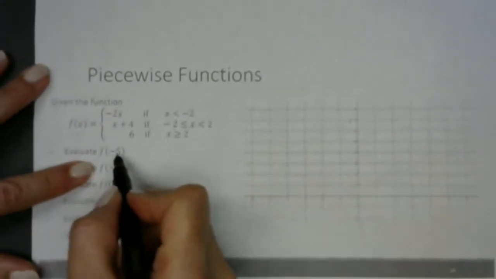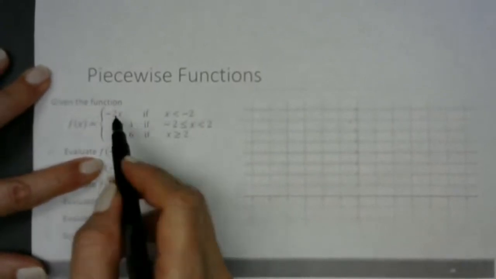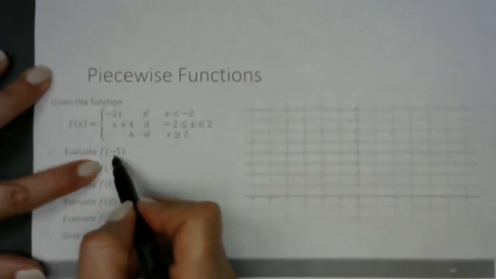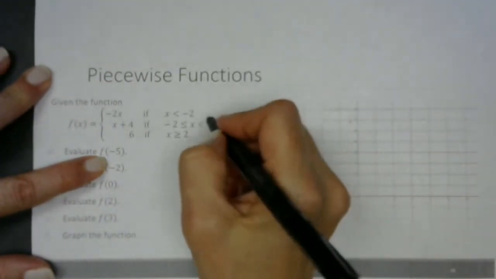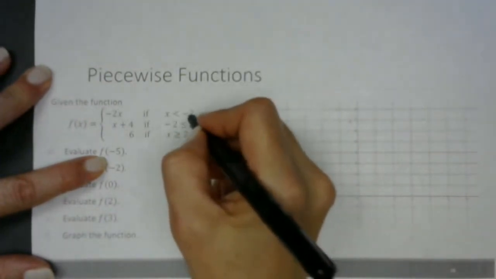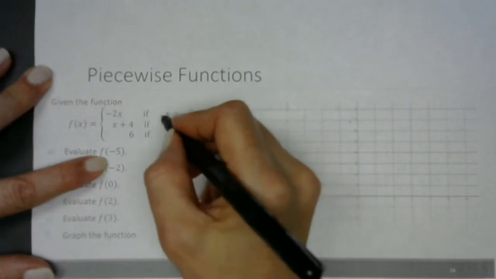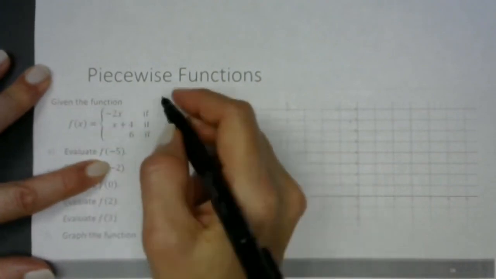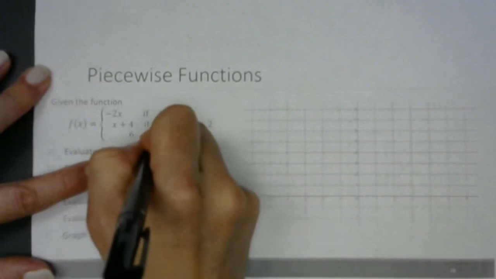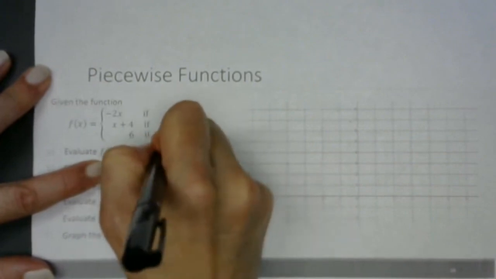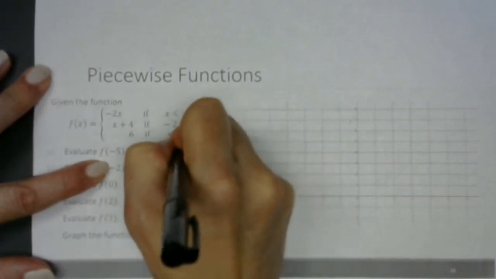If I want to evaluate f of negative 5, which rule should I use when x is negative 5? Well, if I go up here and look, x is less than negative 2, and negative 5 is less than negative 2, so I want to use the first rule. So f of negative 5 is going to be negative 2 times negative 5, or 10.